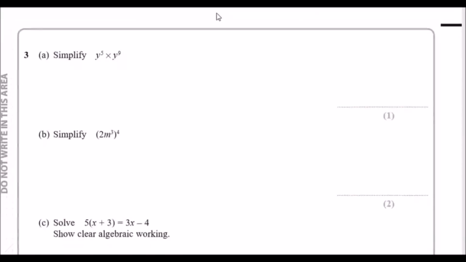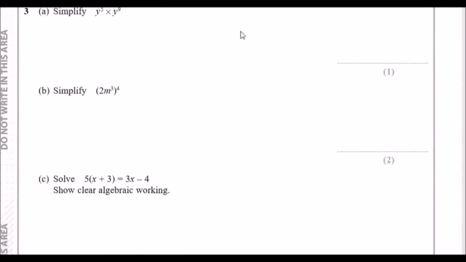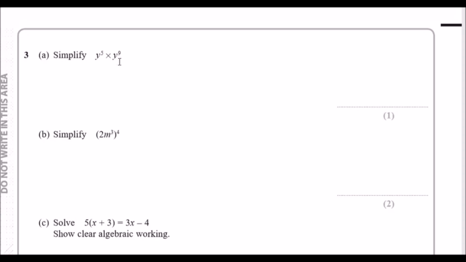Okay, next one, number 3. All right, these ones are easy. So simplify y to the power 5 times y to the power 9. Well, if you're multiplying, you just add the powers. So 5 plus 9 is 14.